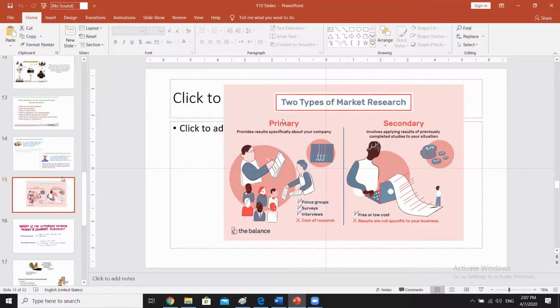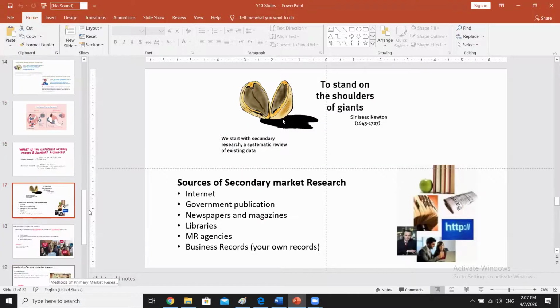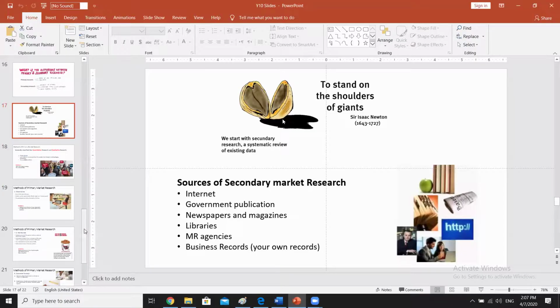While for secondary, we gained and collected data from other people, let's say, data that were collected in the past for different purposes, not the purpose of your business. But those data are kind of relevant to your research. Okay? So we talked about the methods of collecting data from secondary sources. We talked about the internet, government publications, newspapers and magazines, libraries, market research agencies, and business records.